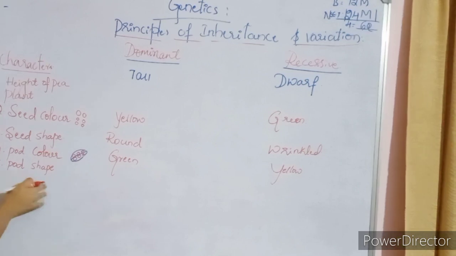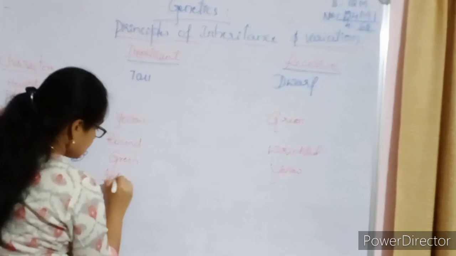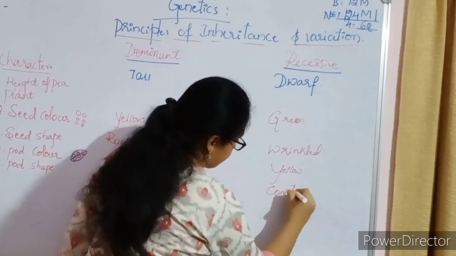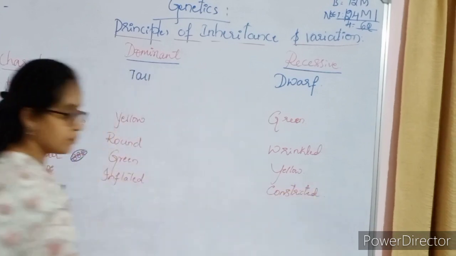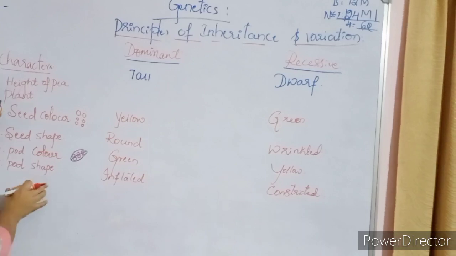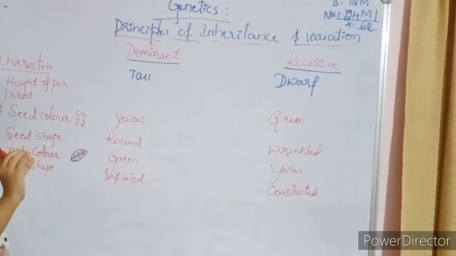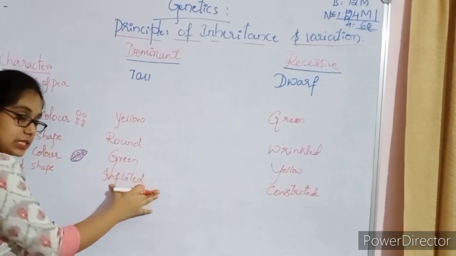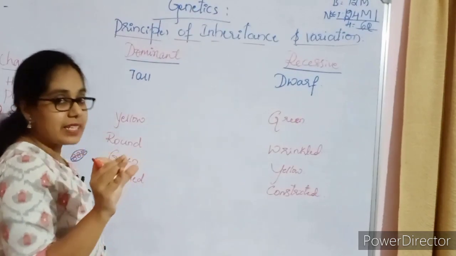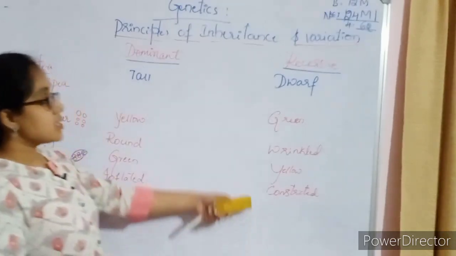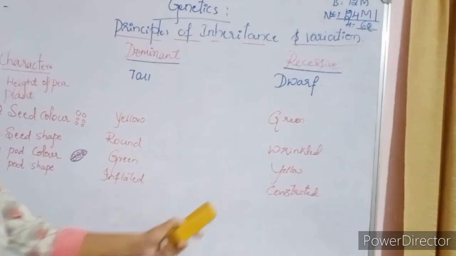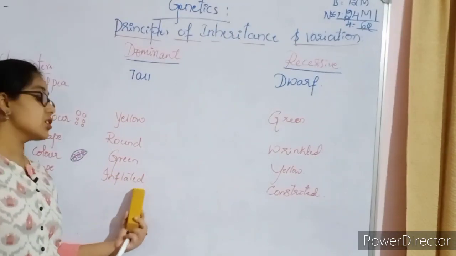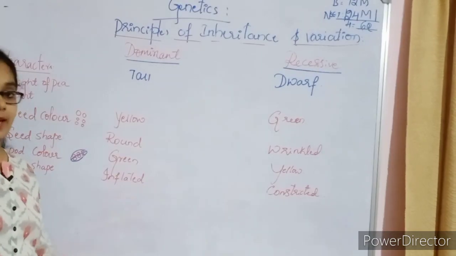So next character is pod shape. Okay, so pod shape here, inflated and constricted. Okay, so if the pod shape is inflated, means if it is swelled somewhat, if it is bulged, we can call it as inflated. And if it is somewhat restricted like this, it is called as constricted, which is a recessive character. Why? Because we usually don't see this character in offsprings or young ones. We usually see the inflated character in case of young ones because this is dominant character.